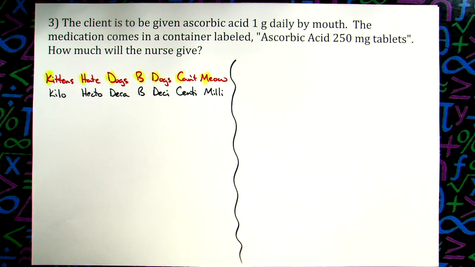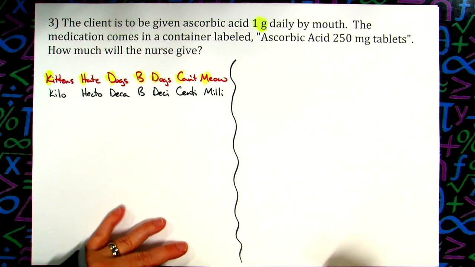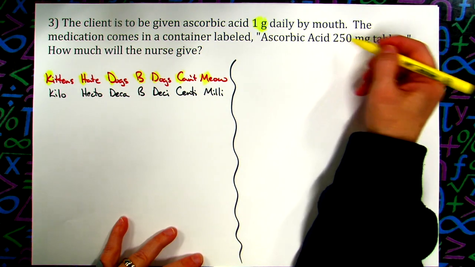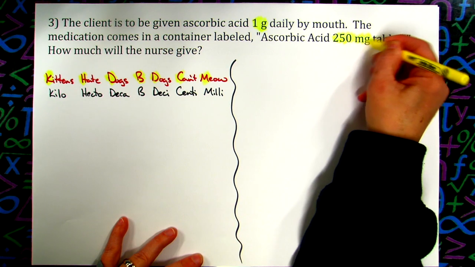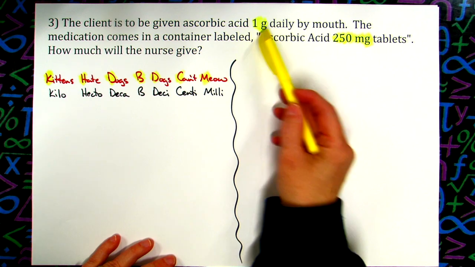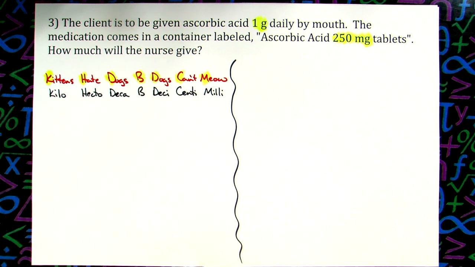Okay, for our third example here, again, we like that process of taking what is ordered and multiplying by what is available. So the client's supposed to be given 1 gram daily. And then if you take a look at what is available, how the medicine comes, it comes in 250 milligrams. So just taking an ordered times what's available is not going to work in this scenario because we're going to have grams on the top and milligrams on the bottom, and they're not going to match, so they're not going to cross out.